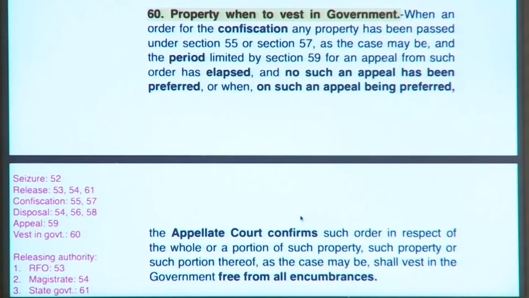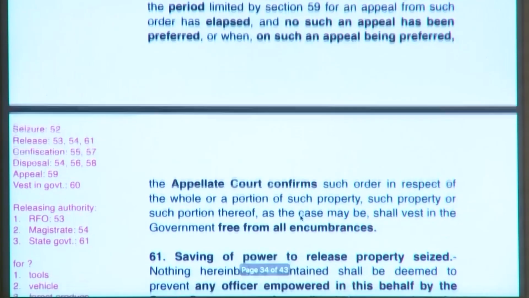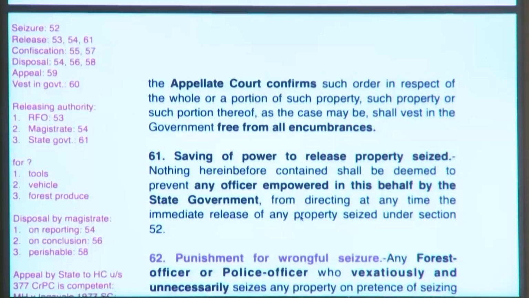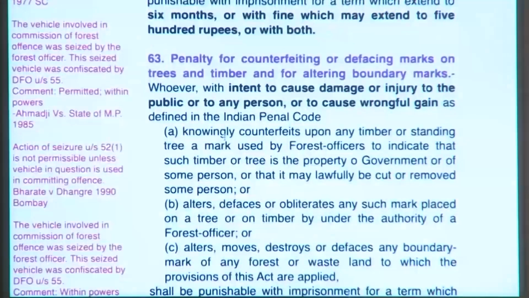Now, section 60 tells you when property vests in the government. When an order of confiscation of any property has been passed under section 55 or 57, the period has elapsed, and no appeal has been preferred, or where there is an appeal, the appellate court has confirmed everything, the government gets this property, and this property is free from all encumbrances. What does this mean? If somebody had taken a loan on this particular vehicle, then the government only gets the vehicle, it does not get the loan. So, the government does not have to pay the loan. It is free from all encumbrances, there is nothing attached to this property.